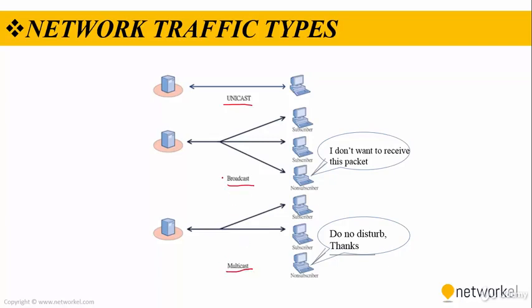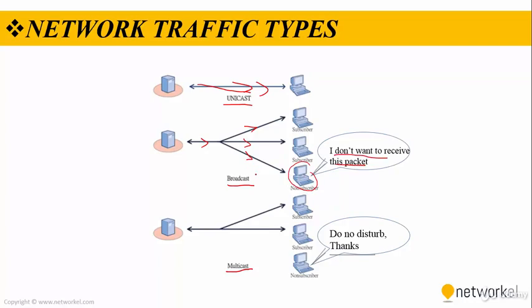When using the unicast method, one device will send the message to exactly one destination device, like this. And when we are using a broadcast, the packet is sent to all devices on the specific network. Here is an example of the broadcast. One device is sending the traffic to all devices, even if this guy says that I don't want to receive this packet, that's no problem. The packet is sent to this guy as well.